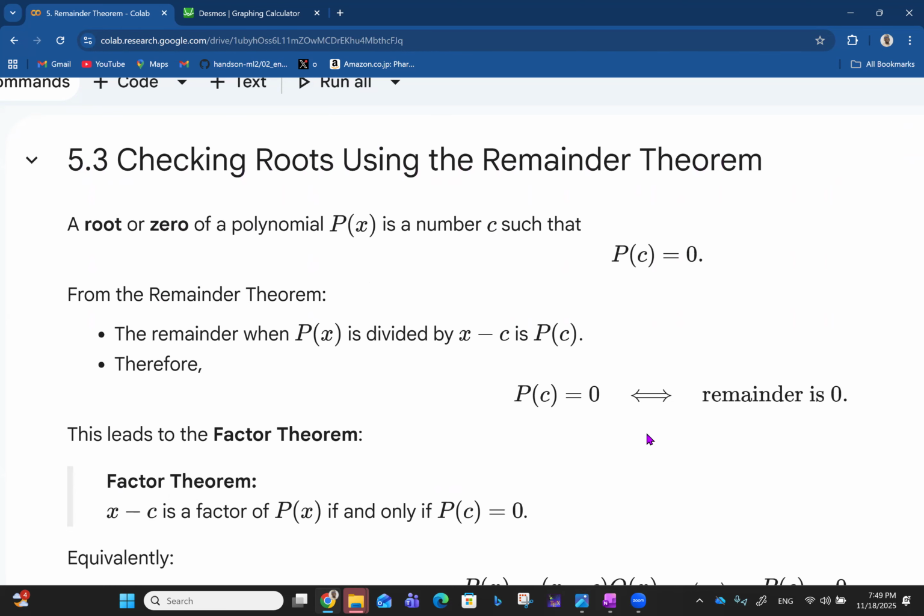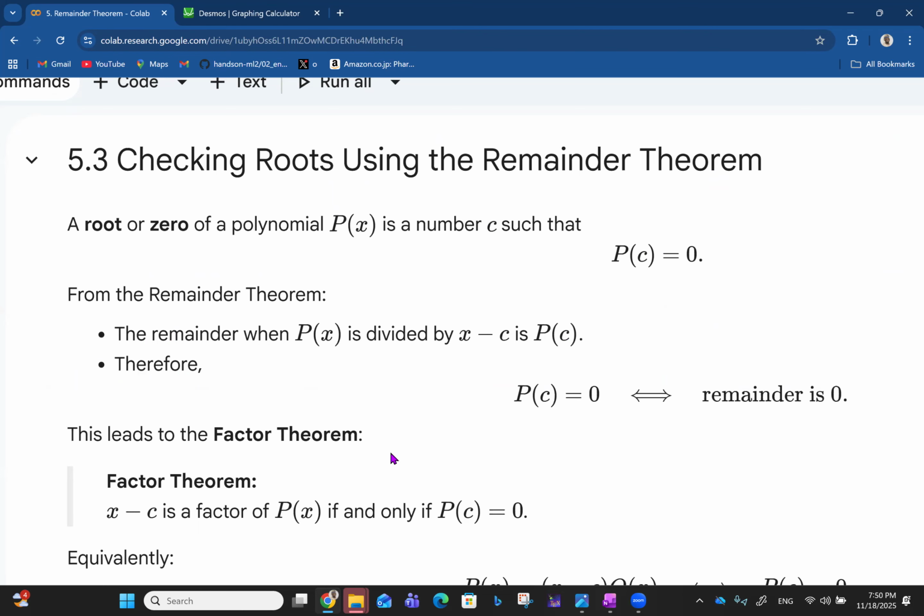So this takes us to checking roots using the remainder theorem. A root of polynomial p of x is a number c such that p of c is equal to 0. So if you put a value into a polynomial and you get 0, that means that x minus that value is automatically a factor. So for the remainder theorem, the remainder when p of x is divided by x minus c is P of c. Therefore, if p of c is 0, that means that the remainder is 0.